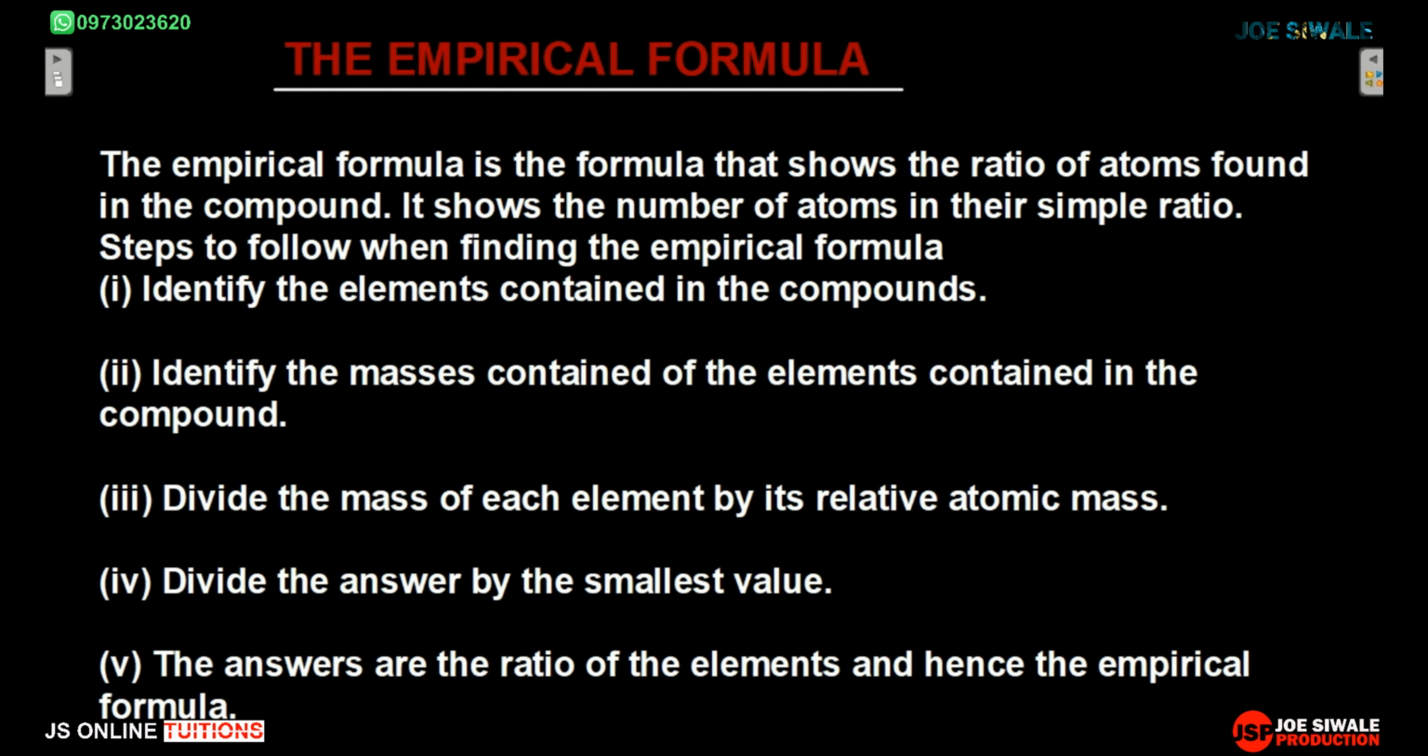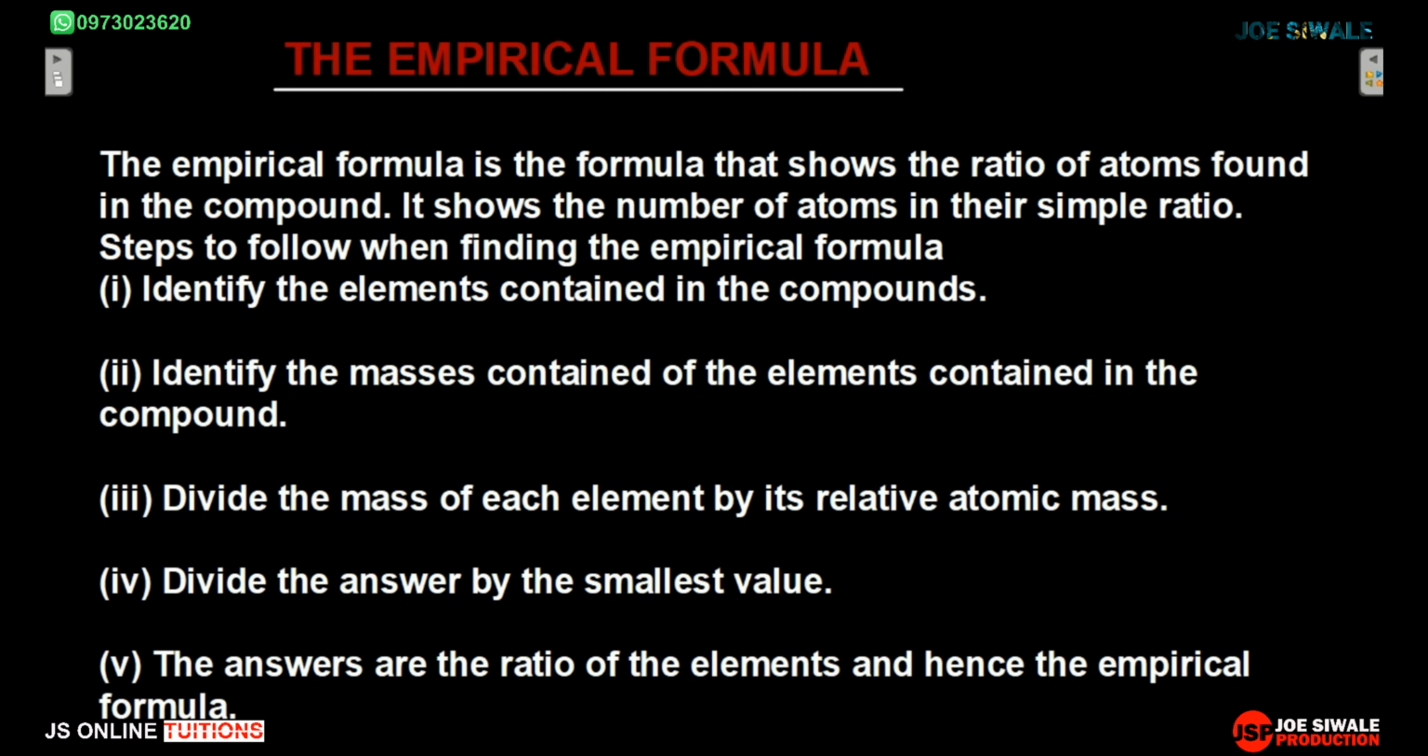Let us now look at the empirical formula. The empirical formula is the formula that shows the ratio of atoms found in the compound. It shows the number of atoms in their simple ratio. Let us now look at the steps to follow when finding the empirical formula.